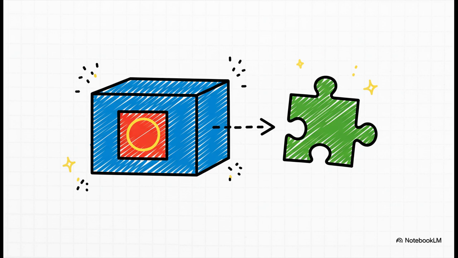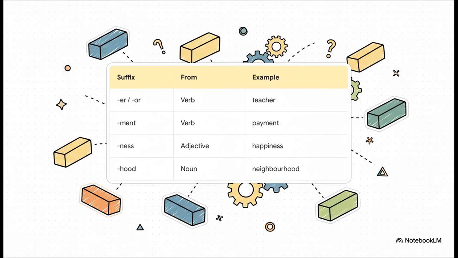Now for the other end, suffixes. These are the morphemes that get tacked on at the end, and this is where the real magic happens. Because unlike most prefixes, suffixes have the power to change a word's entire job in a sentence. Take a look at these noun-forming suffixes. You can grab a verb, like teach, slap an er on the end, and bam, you've got a noun, teacher. Or take an adjective, like happy, add ness, and you create this abstract idea, the noun happiness. It's an incredibly powerful way to expand your vocabulary without learning totally new words.